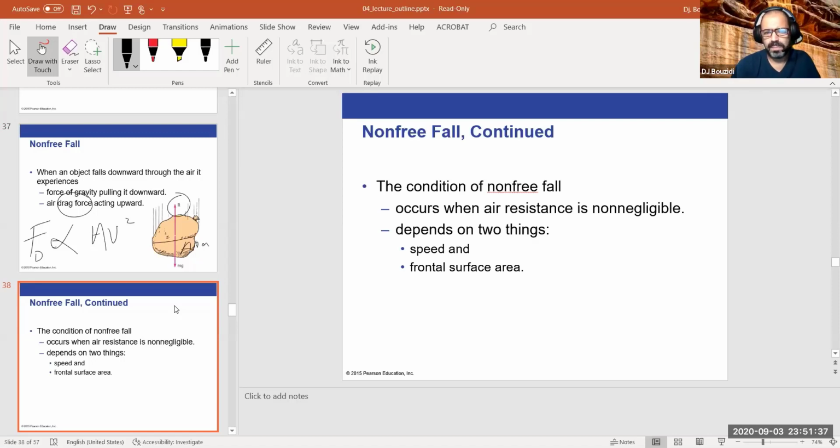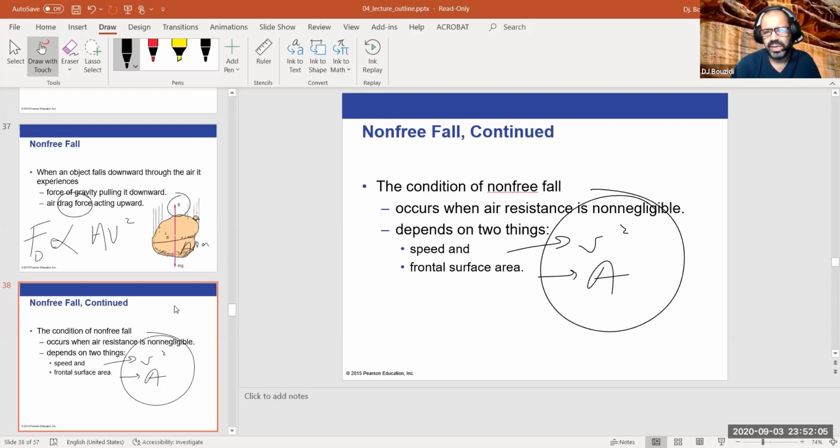So in this case, it depends on the velocity. That's what I said, v squared. And it also depends on the area. We're doing this experiment on Earth, so we're not going to change the density of the air. That's why it's not mentioned here. Even at higher or lower temperatures, it varies very little, so it's not going to matter much. And the coefficient of drag is the same for almost all objects, so it's not changing. So the only two things that matter are the velocity and the area.